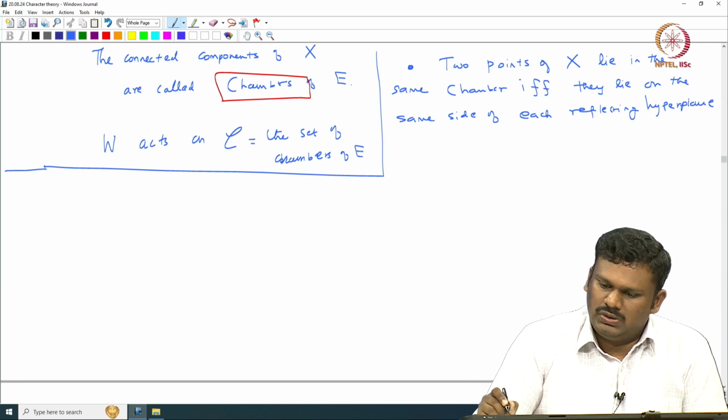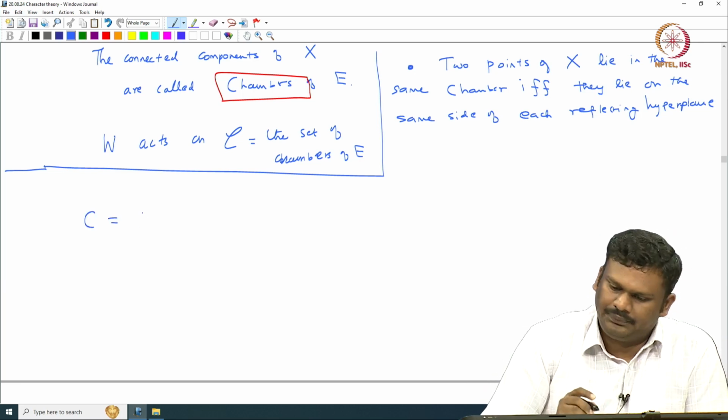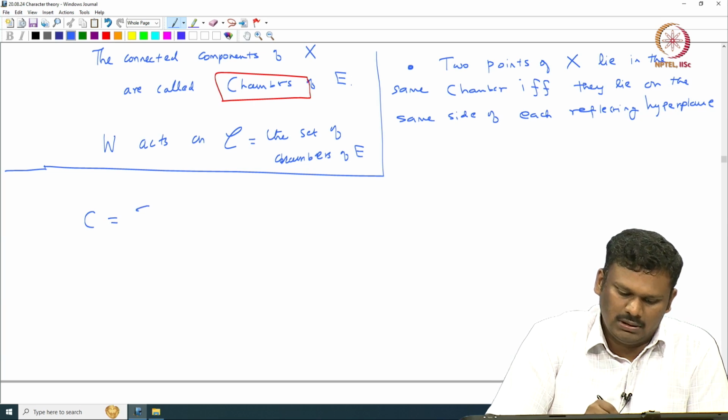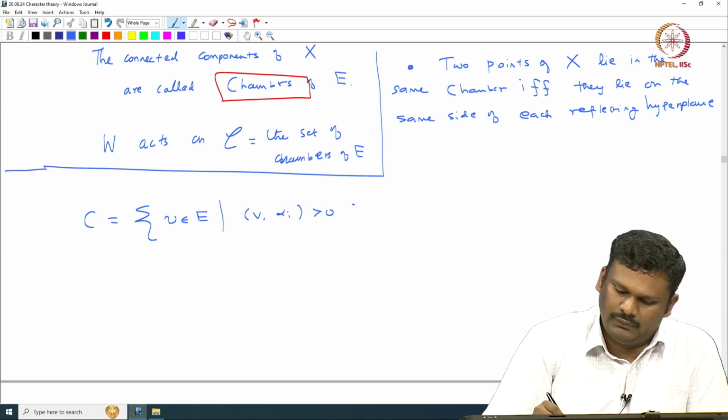Now using this we can see that the following set is indeed a chamber. These are those vectors in E such that when you take the inner product with alpha_i, that must be positive for all i, for all i from 1 to n.